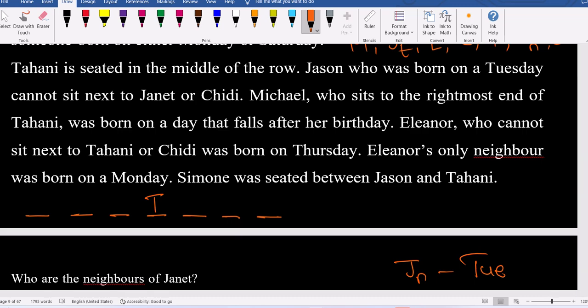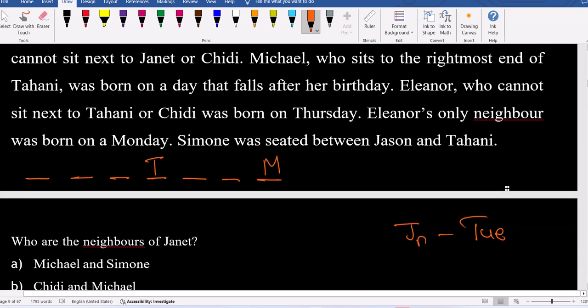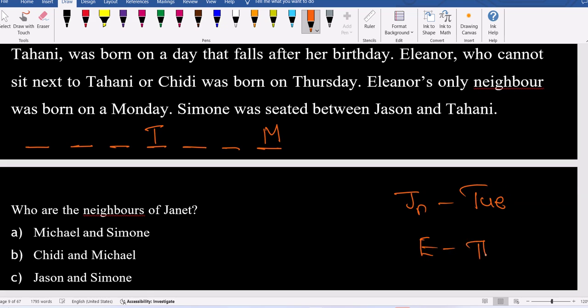Michael sits at the rightmost end of Tahani, and was born on a day that falls after her birthday. Eleanor cannot sit next to Tahani or Chidi. Eleanor is on Thursday. We have multiple tasks to do. Eleanor's only neighbor has a birthday on Monday. Eleanor can be here or here, and the neighbor to that person is on Monday.